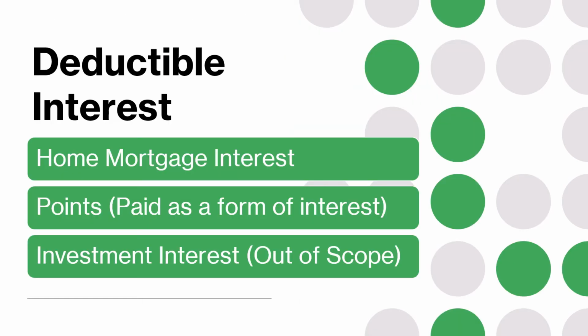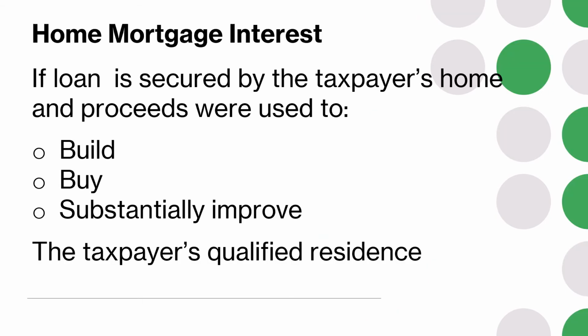Moving on to deductible interest, we have three types of interest that could be deducted on Schedule A. Home mortgage interest, points, as long as they are paid as a form of interest, or accelerated interest, and investment interest. And investment interest is out of scope for VITA. Home mortgage interest is deductible, but there are some limitations to how much of a mortgage may be deductible, depending on what the mortgage was used to pay for.